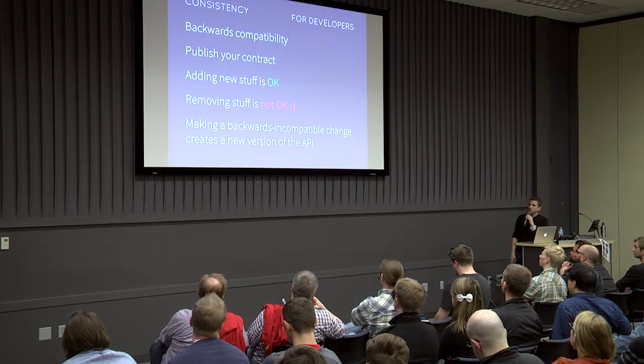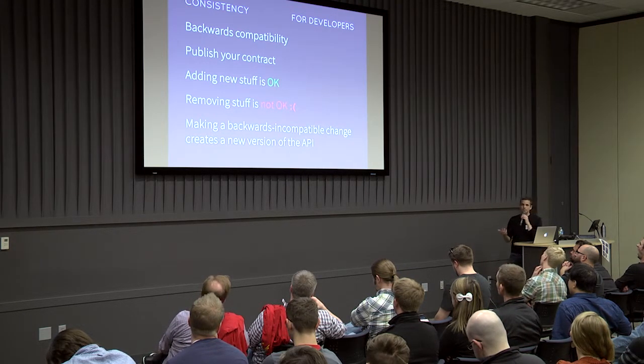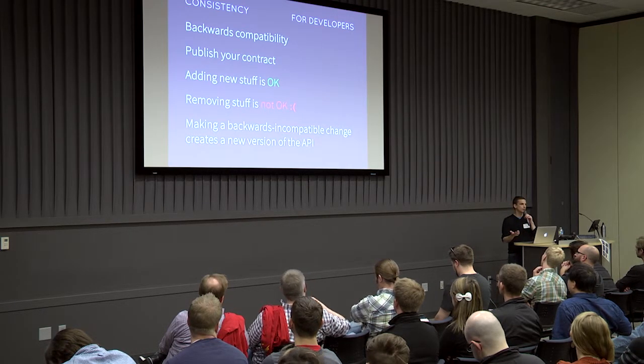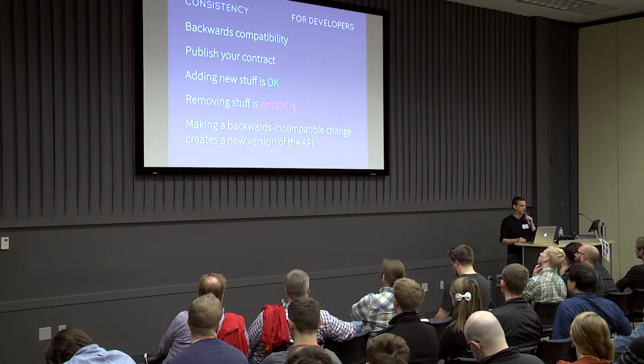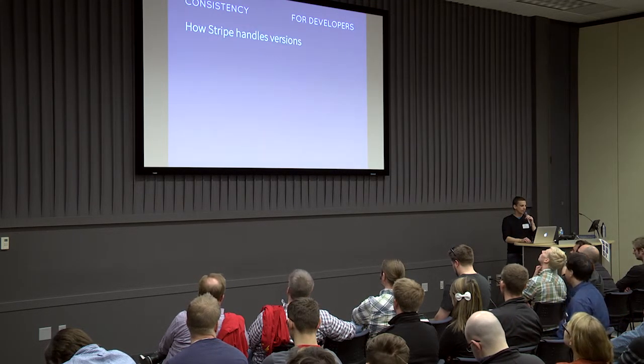If you do that, if you remove something or make a backwards incompatible change of any kind, that increments your API version. So instead of having one version of the API to maintain, now you have two, and that has various challenges on its own. So avoiding that for as long as possible is always a good thing.